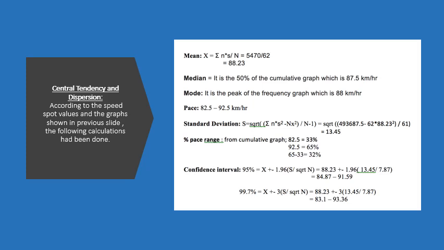Then we have to find the confidence interval. The 95th percent is found to be between the range of 84.87 to 91.59. And the 99.7 percentage is equal to 83.1 to 93.36.